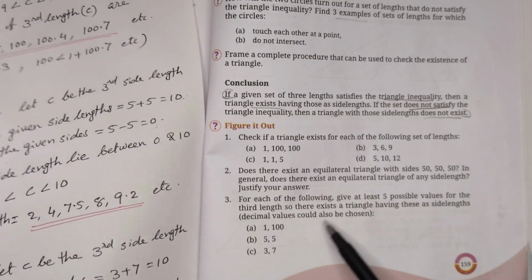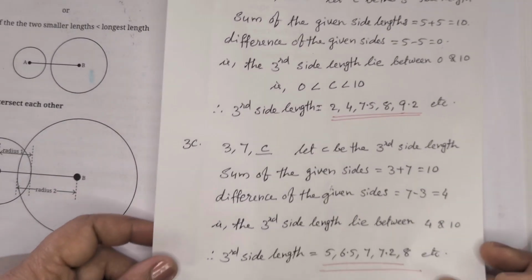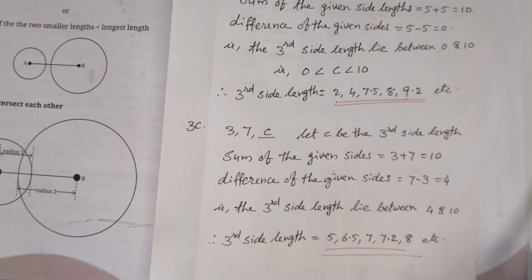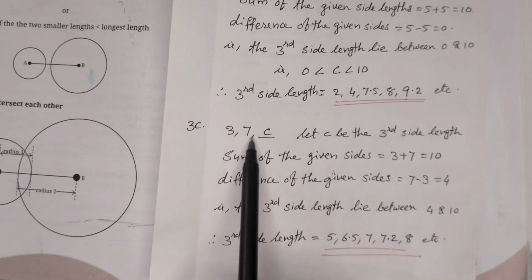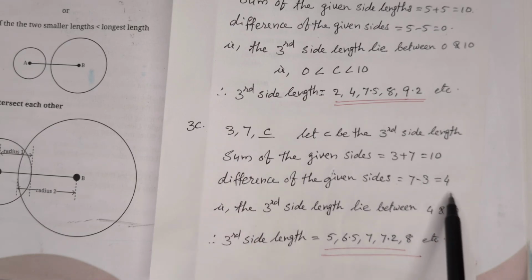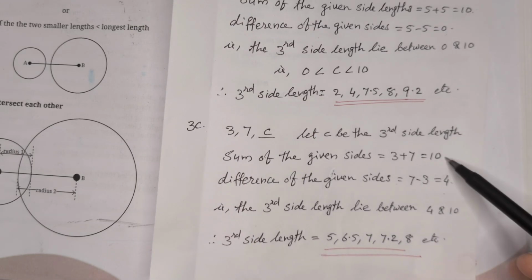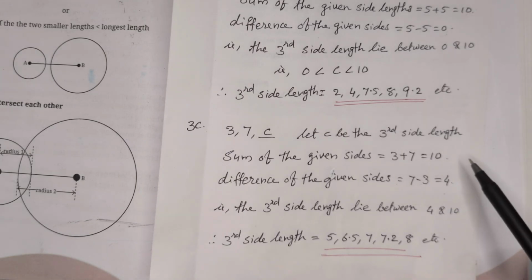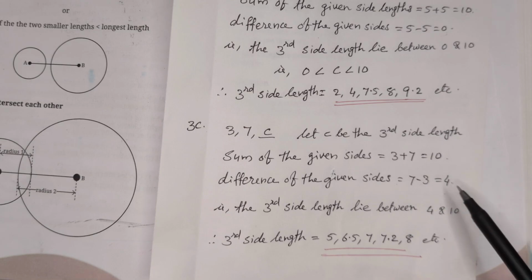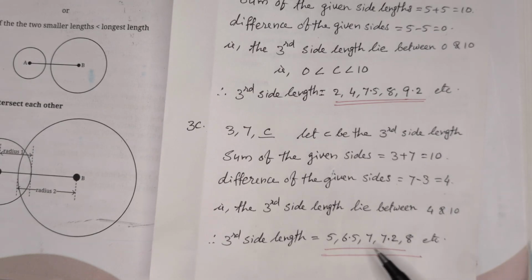Next, number 3, 7. That also works the same way. Third one we have to take as C. And the sum of the given sides is 10. Difference of these sides, 7 minus 3, is 4. So any number between 4 and 10. So 5, 6, 7, 8, 9 you can take, or with a decimal: 6.1, 6.3, 7.2, 8.1, anything, any 5.